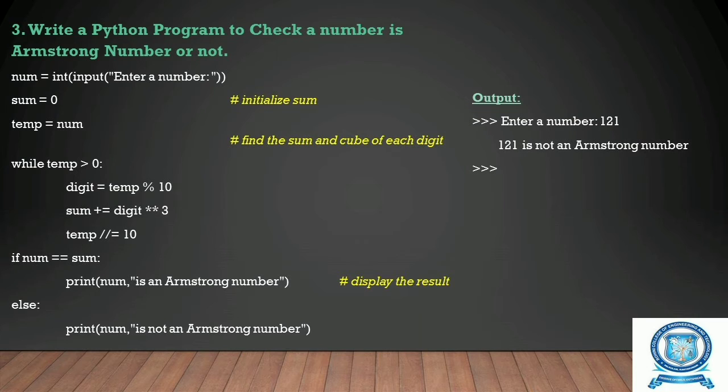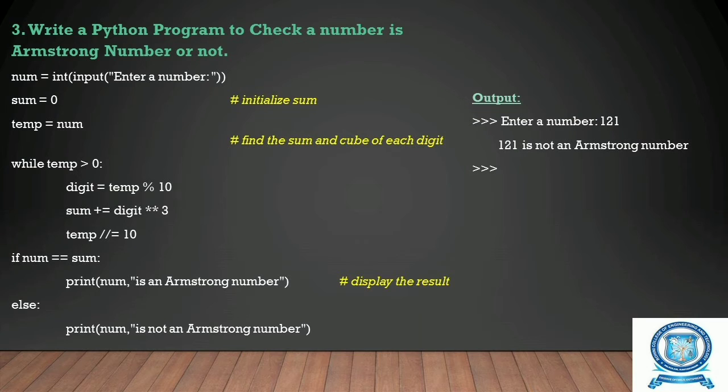So digit is equal to temporary value modulo 10, which retrieves the remainder. So the last digit will be retrieved. We have already learnt that when we modulo divide a number by 10, we retrieve the last digit of the number. Then sum plus equal to digit asterisk 3, so we are multiplying the digit value, the cube of the digit value.